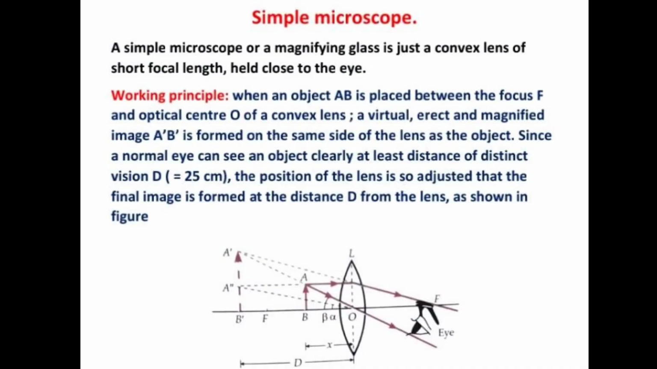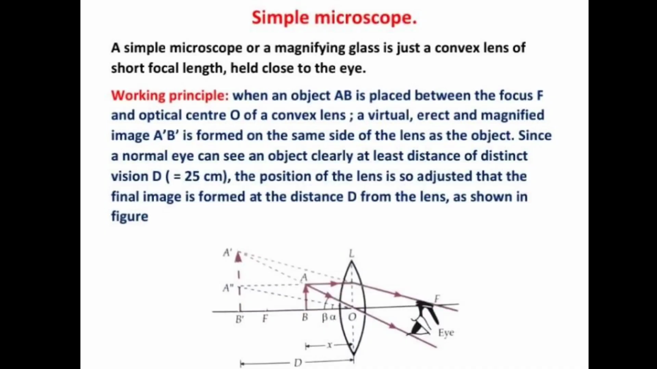This is a very common or easily available device in our day-to-day life. This is simply a convex lens of a short focal length, and we can easily observe things by holding it near to our eye. There is a principle of how this works.